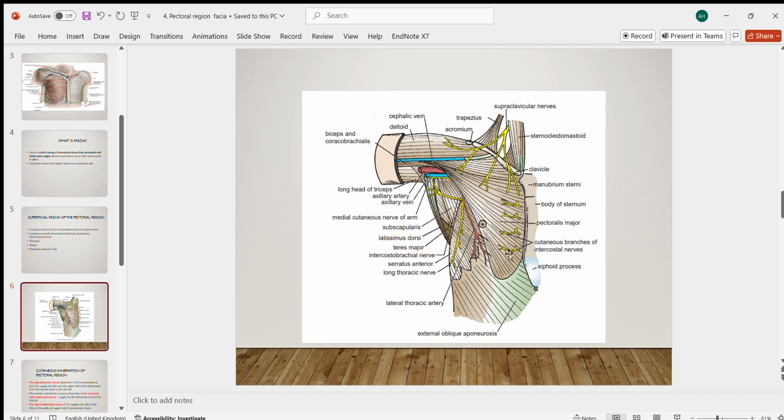Then are the anterior and lateral cutaneous branches of the intercostal nerves, these four. The anterior ones supply the middle of the chest, and the lateral ones go towards the lateral side. These are branches of intercostal nerves in the region of rib 2 to rib 6. Then we have the intercostobrachial nerve here, whose root value is T2.